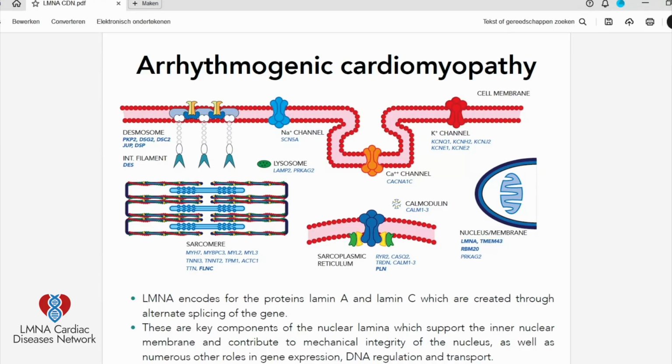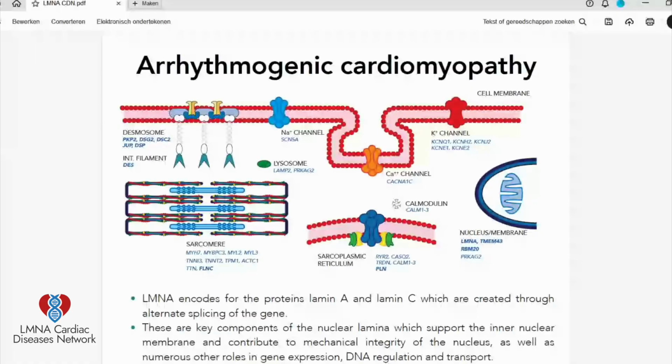Also in the cell membrane, we have the desmosome, which is involved in many other forms of arrhythmogenic cardiomyopathy, and that then binds through the intermediate filaments to the sarcomere, which you can see on the left looking like a spring-like structure, which is the actual contractile apparatus of the cell. And over on the far right, we've got the nucleus and the nuclear membrane, which surrounds the nucleus.